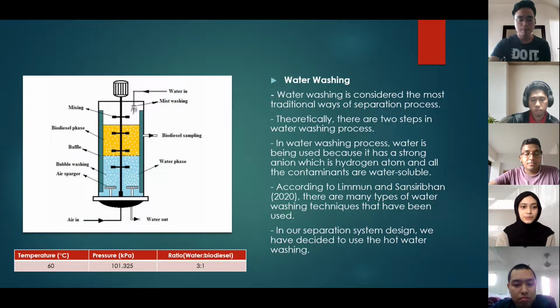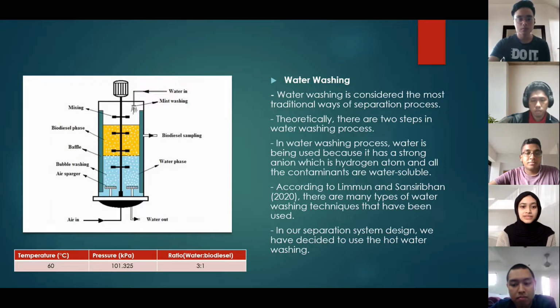In the water washing process, water is used because it has a strong anion, which is the hydrogen atom, and all the contaminants are water soluble. By stirring the water slowly, it encourages all the contaminants to get attached to the hydrogen atom of water and restricts the formation of emulsion. Thus, more contaminants of the biodiesel can be removed.